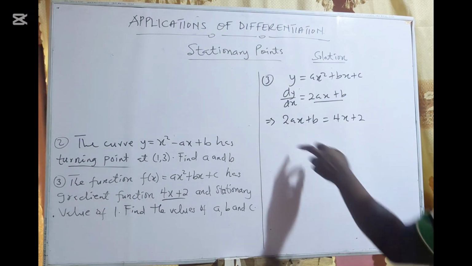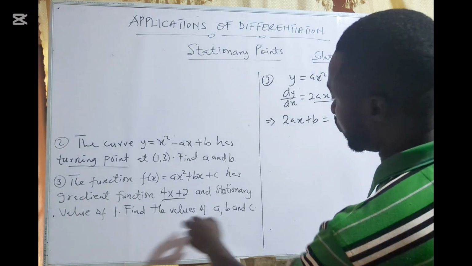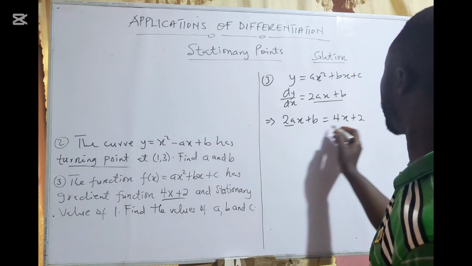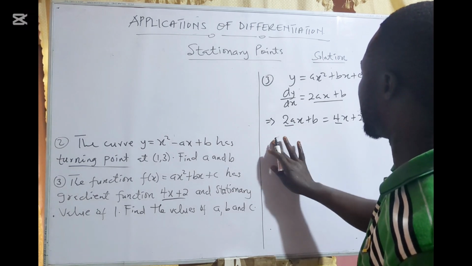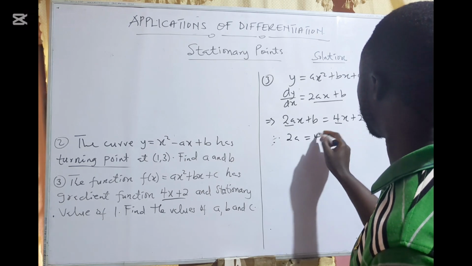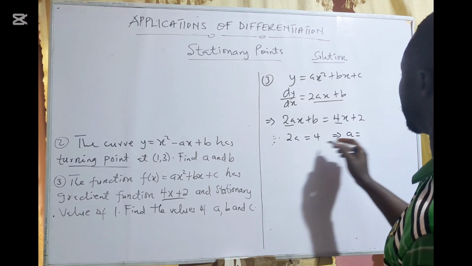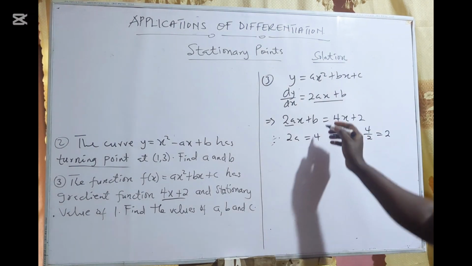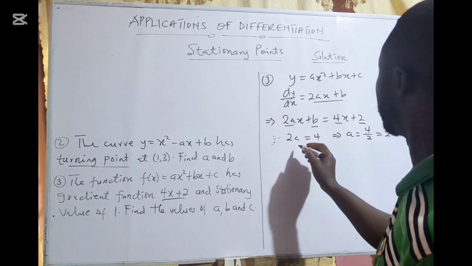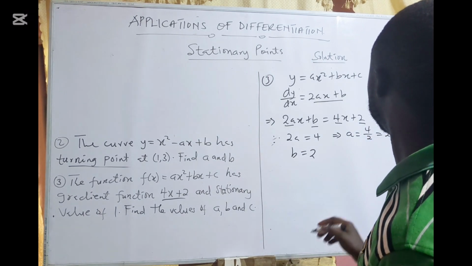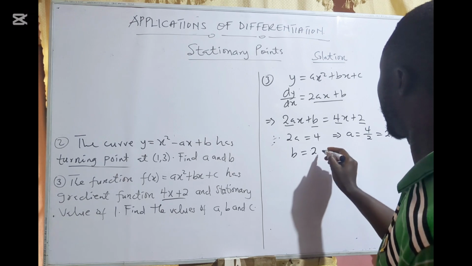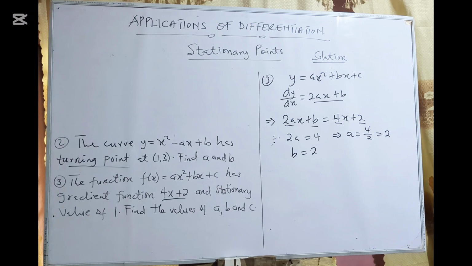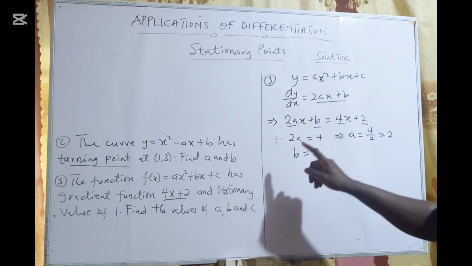So we can compare coefficients and then we can find the values, because we are supposed to find the values of a, b, and c. So here, the coefficient of x is 2a, the coefficient of x here is 4. So 2a is equal to 4, which means a is equal to 4 on 2, which is 2. And then the b here is equal to 2. So I have my a as 2 and my b as 2.